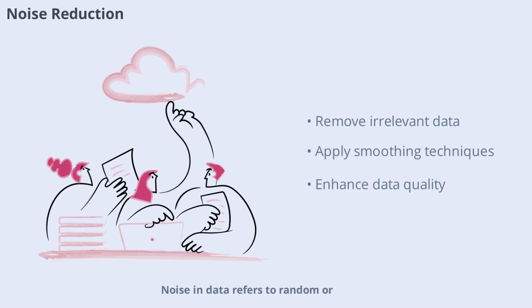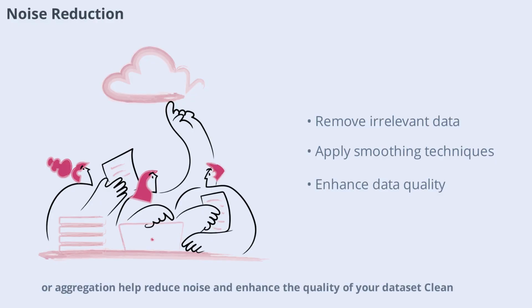Noise in data refers to random or irrelevant information that can obscure meaningful patterns. Techniques like smoothing, filtering, or aggregation help reduce noise and enhance the quality of your dataset. Clean, noise-free data leads to more accurate analyses and better model performance.